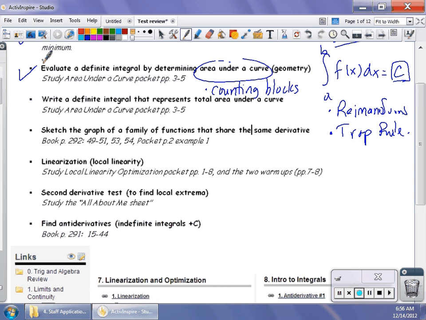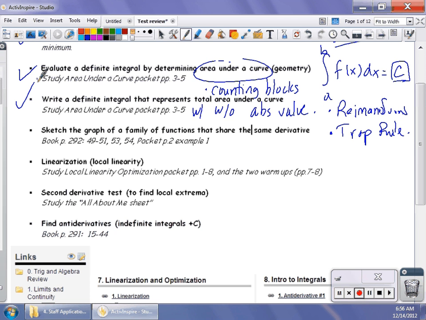Write a definite integral that represents the total area under a curve. Now in your packet there is a reading that discusses this whole idea of positive area versus negative area, and in class we have talked about how to write for the total area. So I'll probably ask you to do this with and without absolute value. So go back and take a look at that.